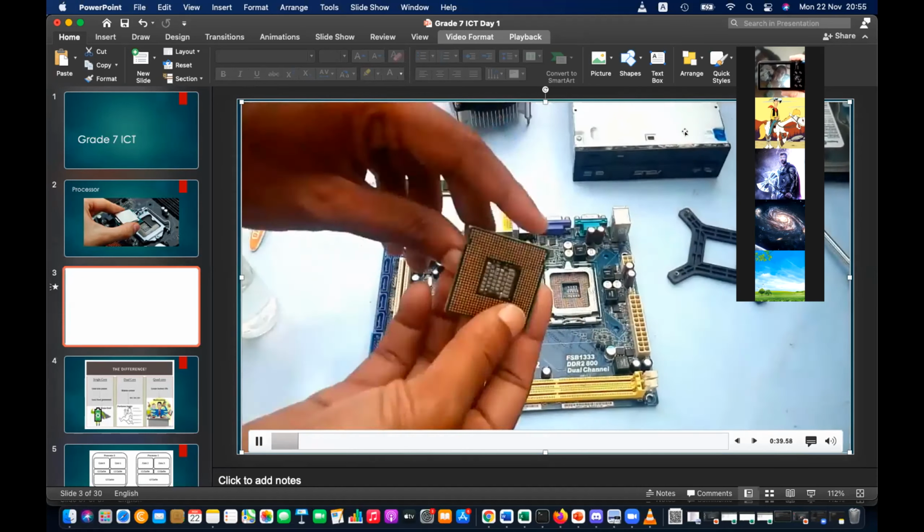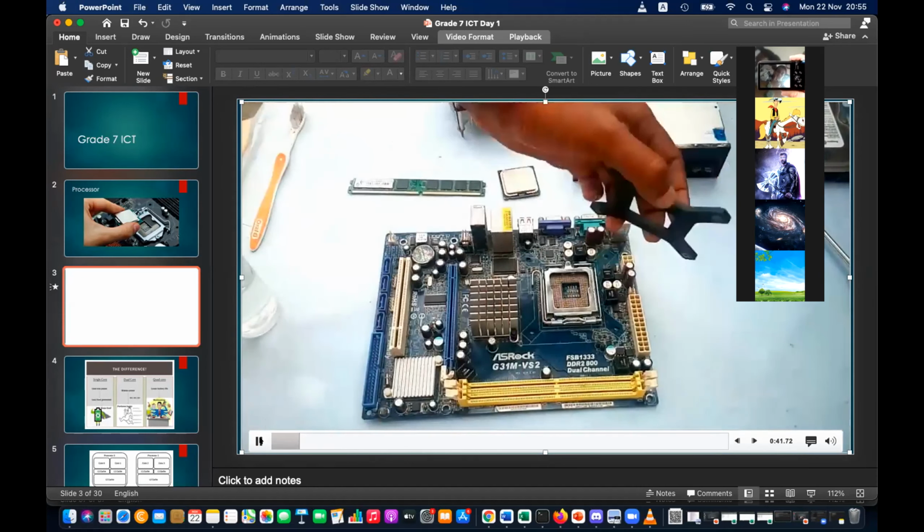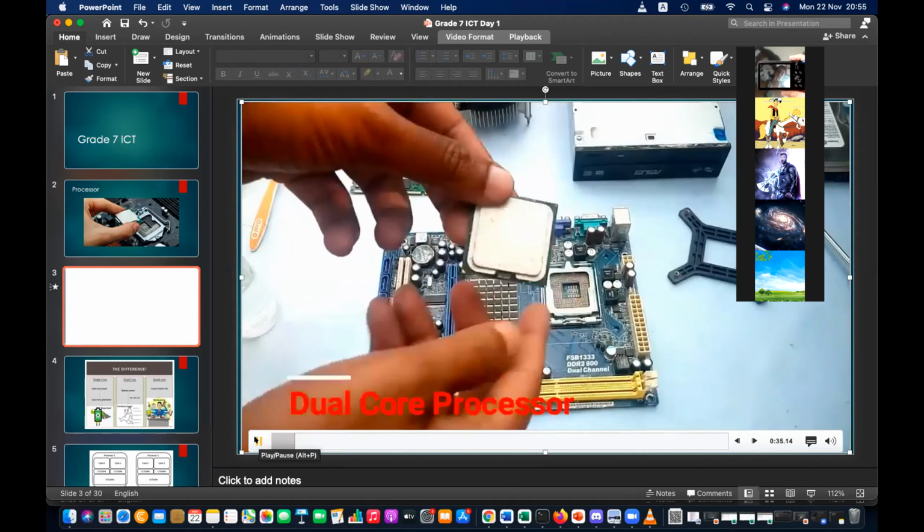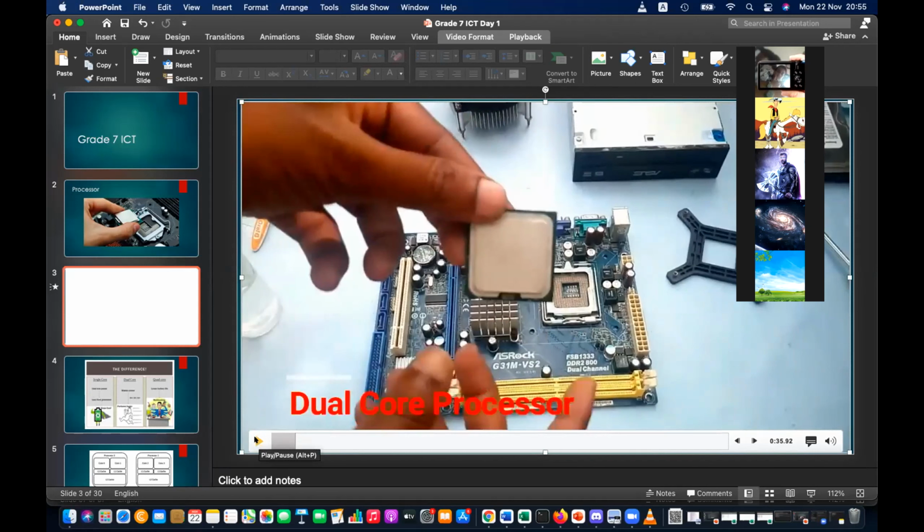Right? Then a dual core processor. Can you see the cores? Can you see dual core? Yes, sir. No, it is not visible, right? You cannot see two cores like that. Dual core means it's like this, right?